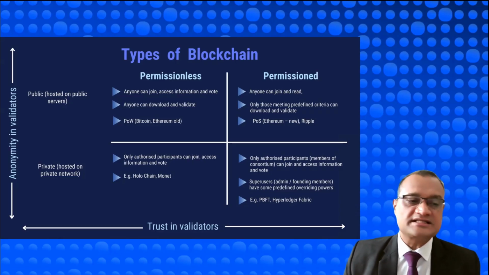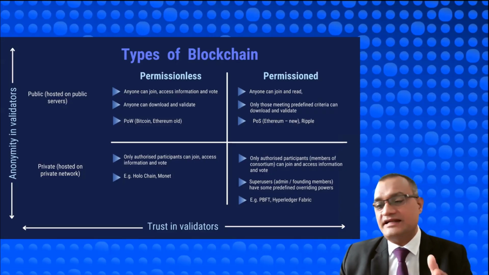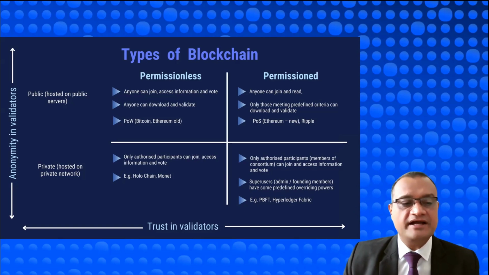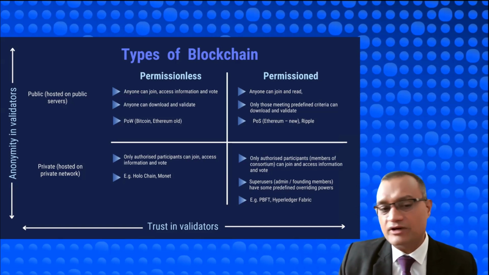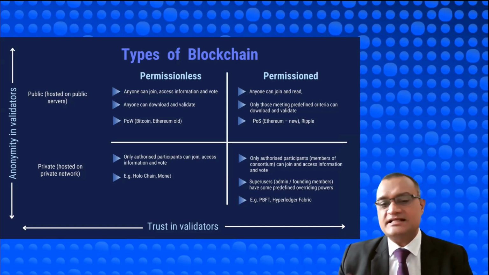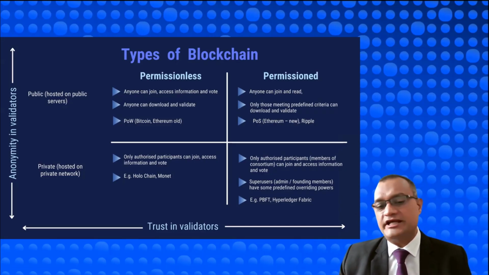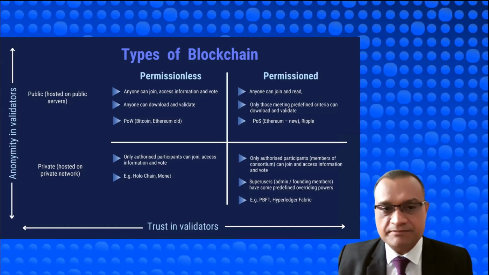Diagonally opposite, you can see where the anonymity in validators and trust in validators are on the lower side. You can use the private, hosted on a private network. So only authorized participants can join and access information. Holochain and Monet are a couple of examples.